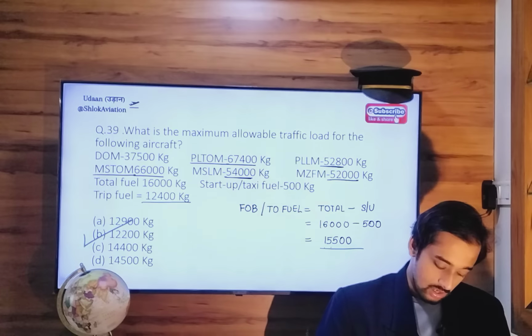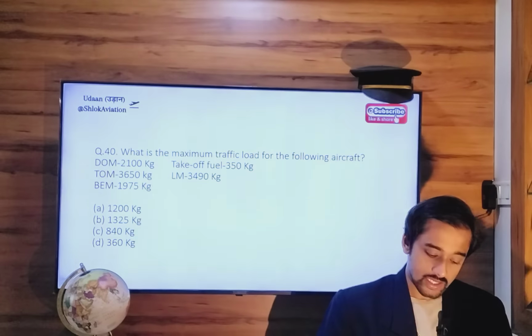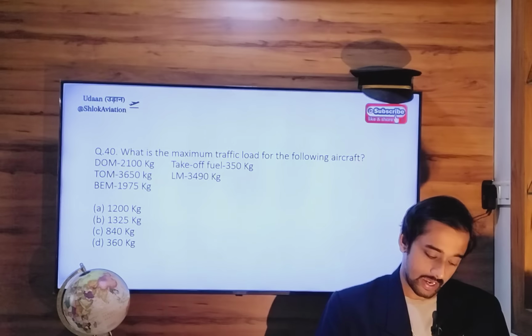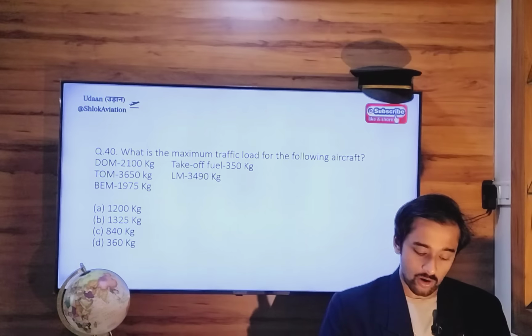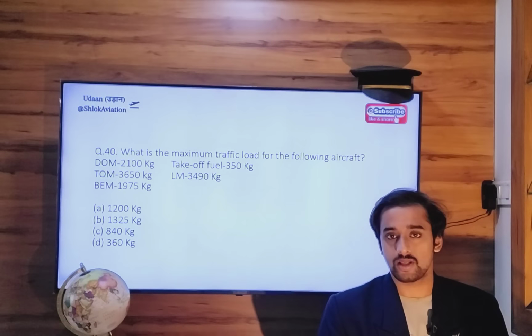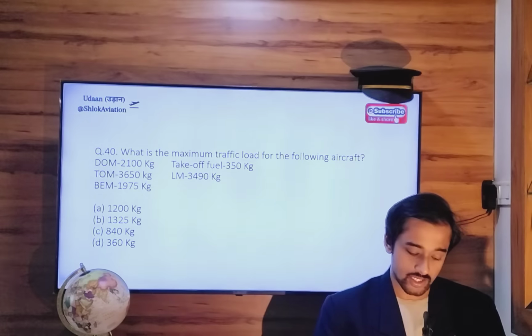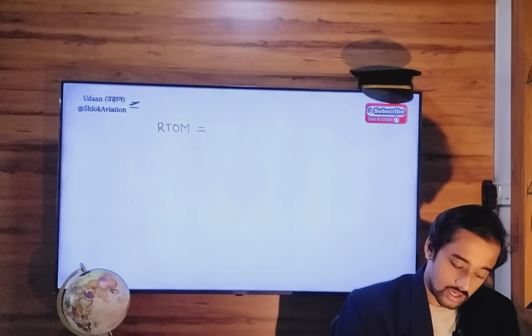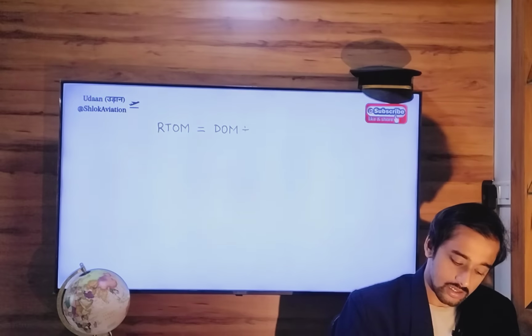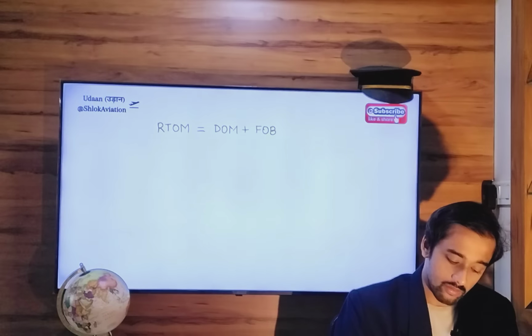Okay. Question 40. What is the maximum traffic load for the following aircraft whose DOM, takeoff fuel is given, and takeoff mass, landing mass are given? So there is no need to make all the three columns. We can just directly choose one takeoff value. Now what is the formula? Formula is regulated takeoff mass equals dry operating mass plus fuel on board plus payload.